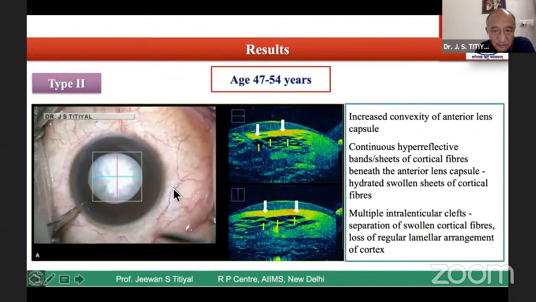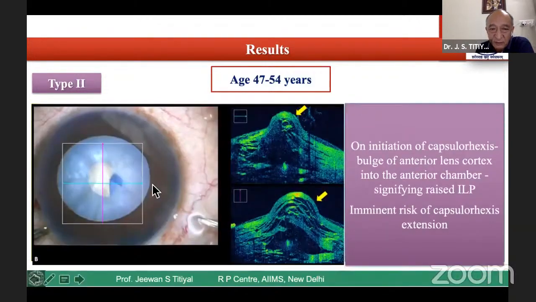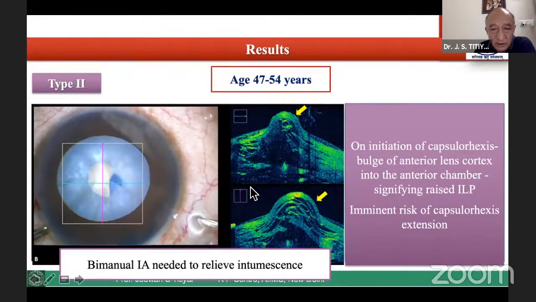Like this case is a type 2 variety where you have multiple sheets of cortical hydrated fibers and clefts which are intermingled between the hydrated sheets and very less fluid in these cases. So as soon as you make a nick, you have the cortical sheet bulge out like a mountain, and this jeopardizes your rhexis going to periphery very, very soon in these cases if you don't make appropriate steps.